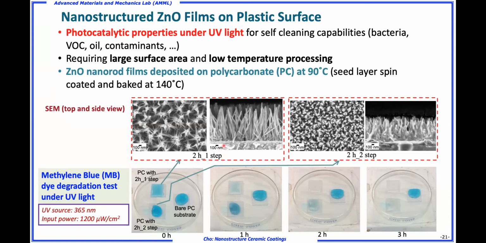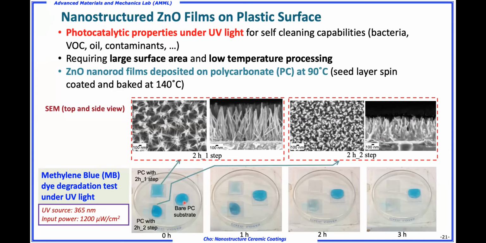In the continuous 2 hour processing, from the top down view, you can see the nanorod bundle. And the cross sectional view shows the vertically aligned nanorods. So this is after fracture. And this one is denser, and also shorter nanowires formed, but still vertically aligned. So we prepared these two surfaces with zinc oxide, the first sample and the second sample.